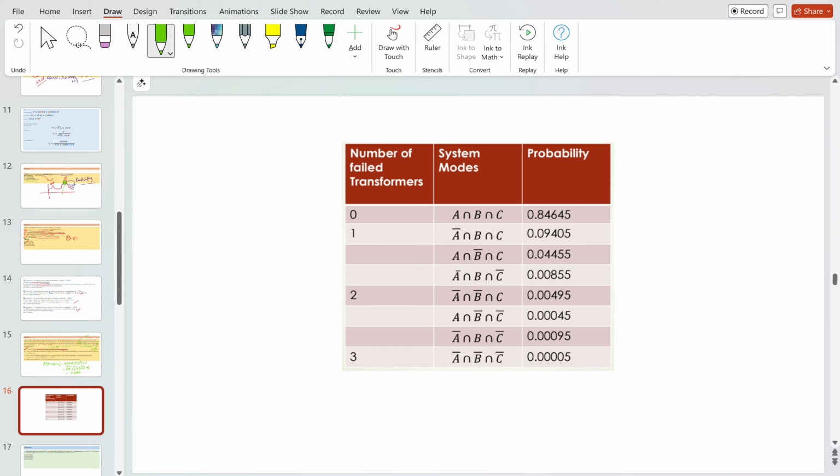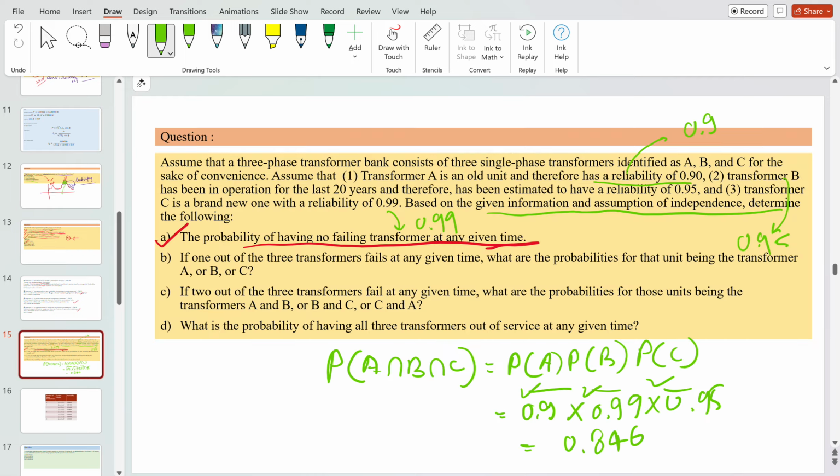The answers are basically 0.09, 0.04, 0.0085. So these answers are correct for part A also, and part B also. Try to solve part C. Those who are not able to solve part B, listen here.